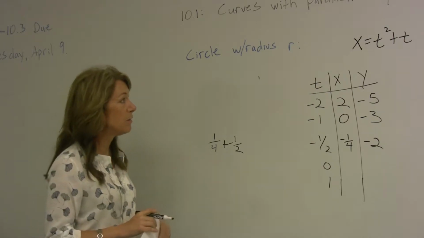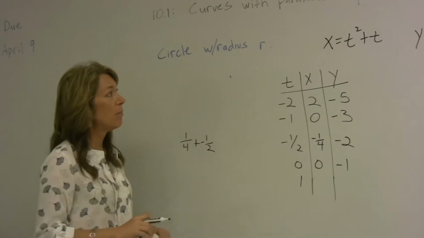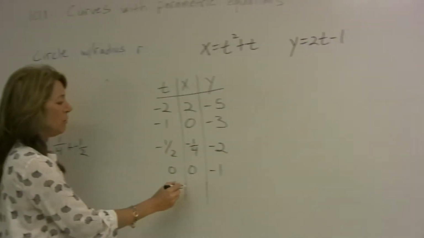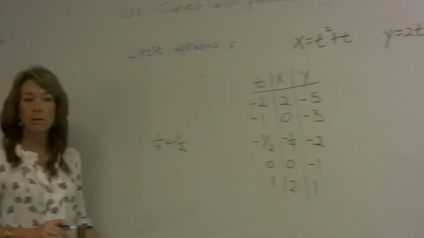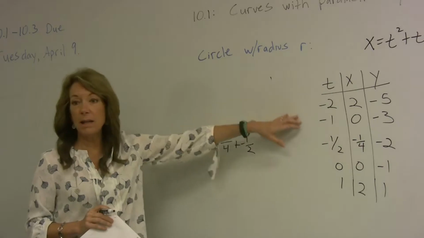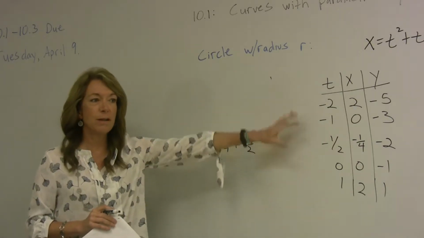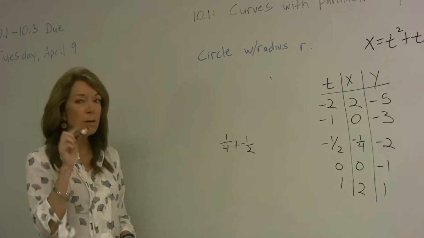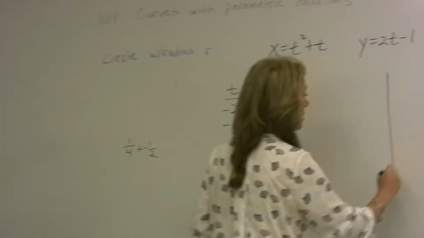Plugging my t's in. Zeros are easy. I get 0 and -1. And when I plug 1 in here, I get 2 here and 1. So we're doing some busy work, plugging in these values of t, which could have been the ones I originally wrote down, but I gave you them, sorry, so we're just plugging in those. So now we're going to plot those points in order. So the order matters.